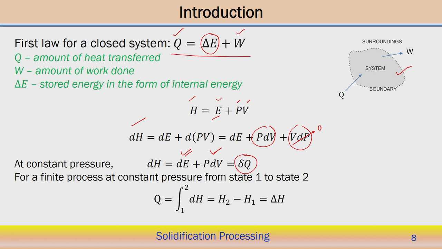Now for a finite process at constant pressure, suppose the state changes from state 1 to state 2. Then Q can be represented as the integration of dH, which is H2 minus H1, and this is basically delta H. So whatever energy is transferred is equivalent to the change of enthalpy, delta H, between state 1 and state 2.